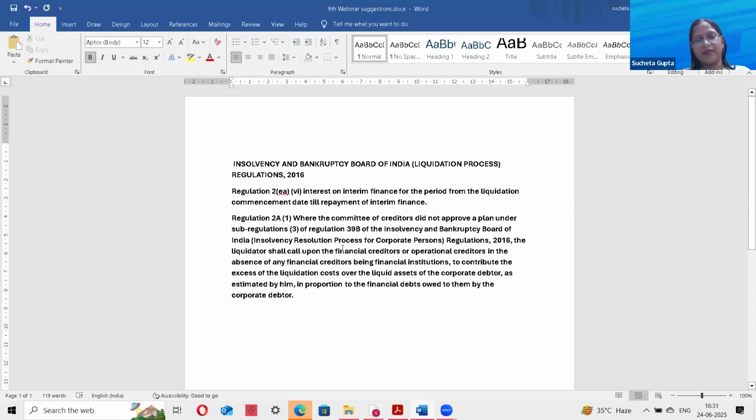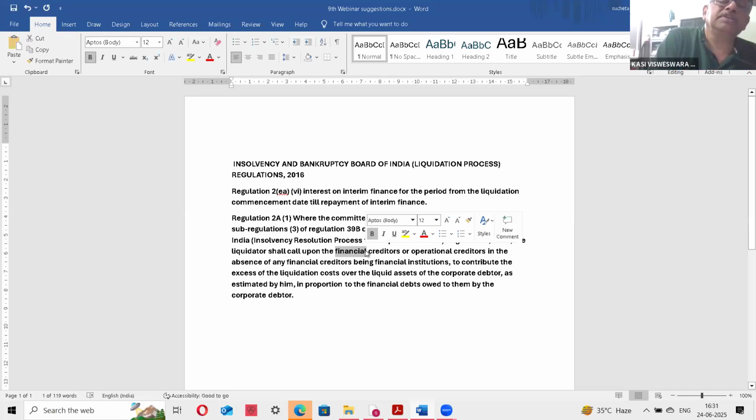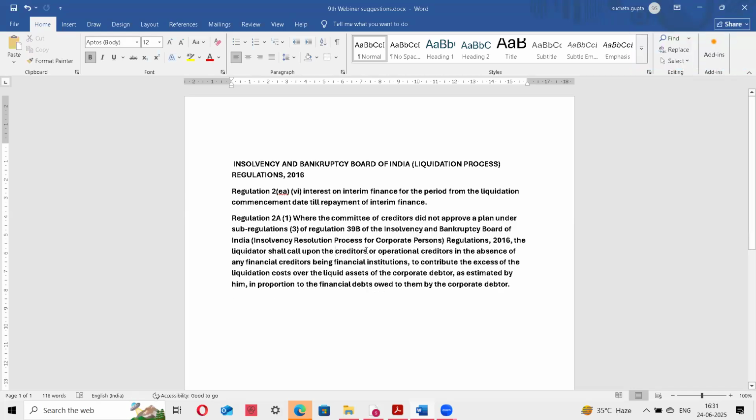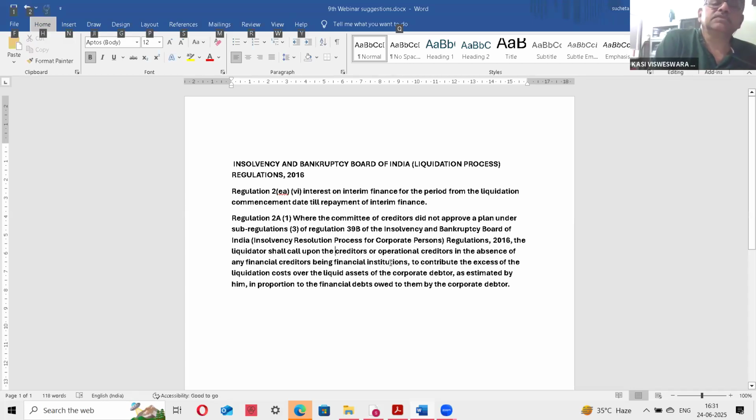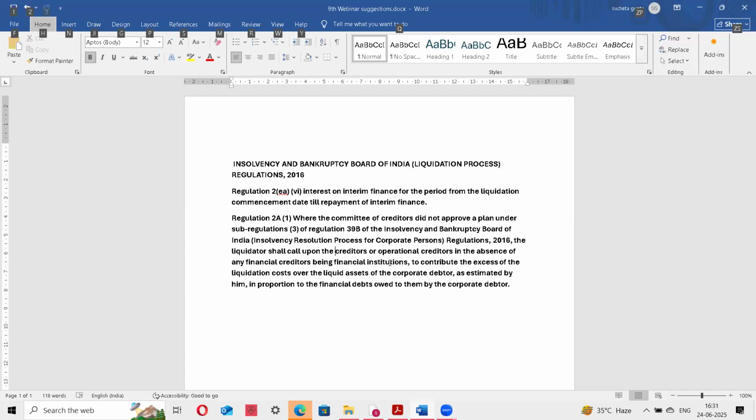Which type of creditors, sir? Creditors means everyone. The committee of creditors, I think, sir, creditors forming part of the stakeholders. There is no committee in the liquidation period. There is only stakeholders. No, COC is there. Whoever, in the case of flat owners, they are also being classified as financial creditors. So then it may be a committee of creditors.